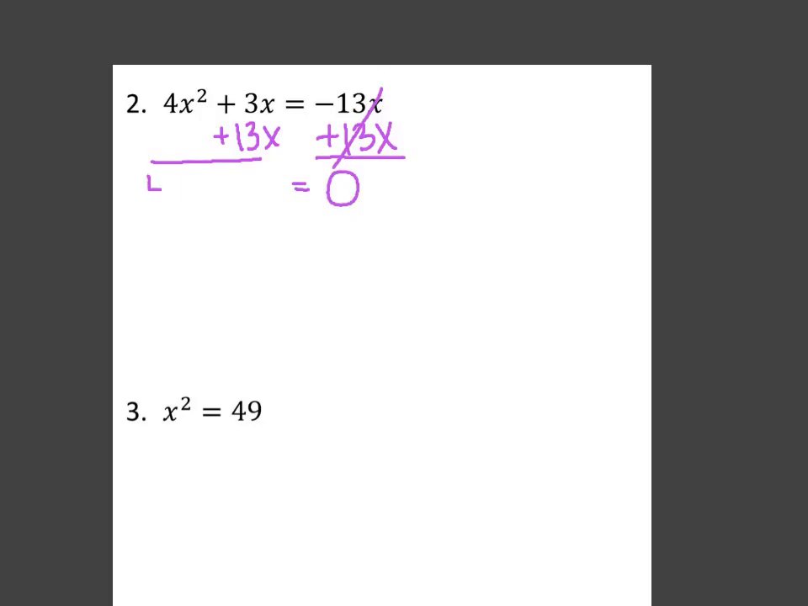And on the other side, I'm left with 4x squared plus 16x. Notice how I combined like terms here. I put the 13x and the 3x together because they both had x's. Now, since my equation is equal to 0, I'm going to factor using GCF.